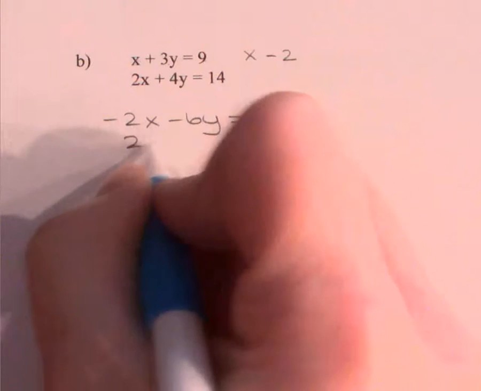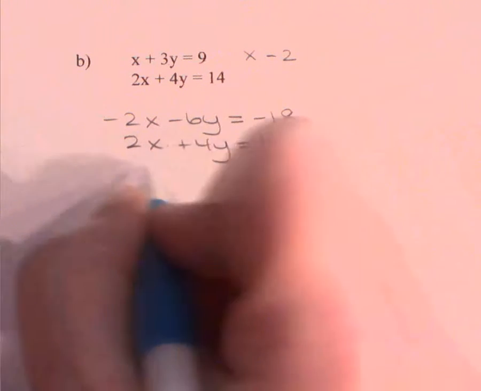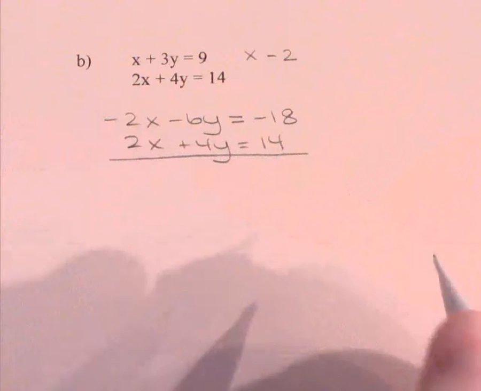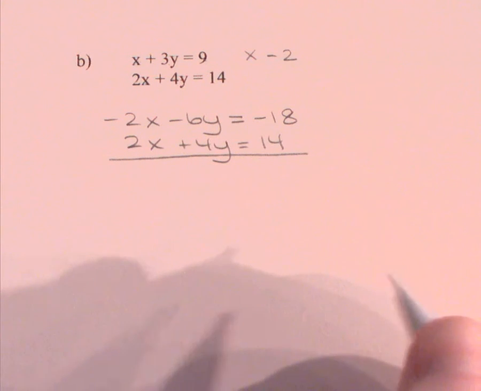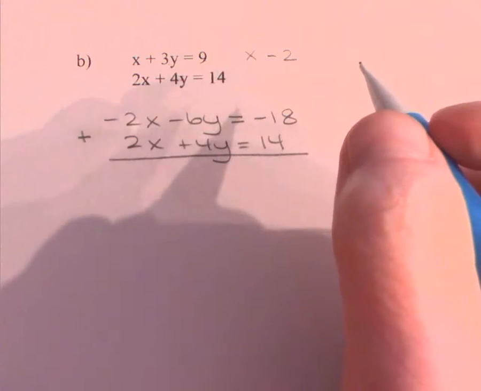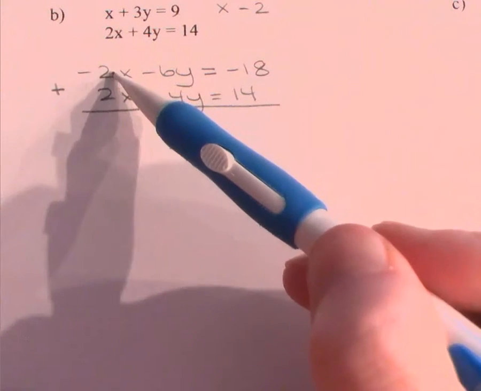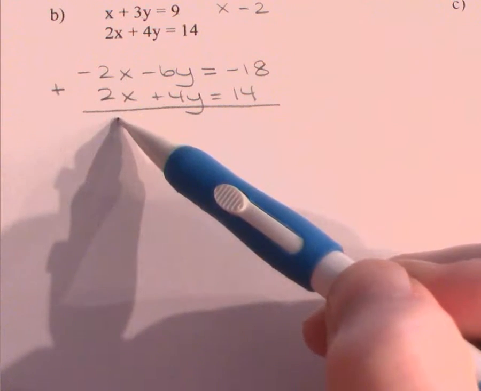Now I can write 2x plus 4y is equal to 14 underneath. I don't change anything on that equation. And I can draw a line underneath them and add them. If I look now, I'll have minus 2x plus 2x, which will give me 0.